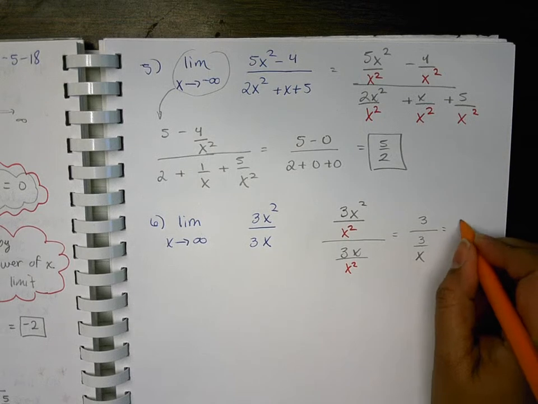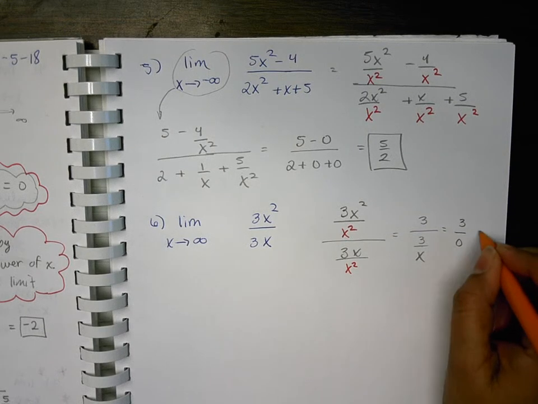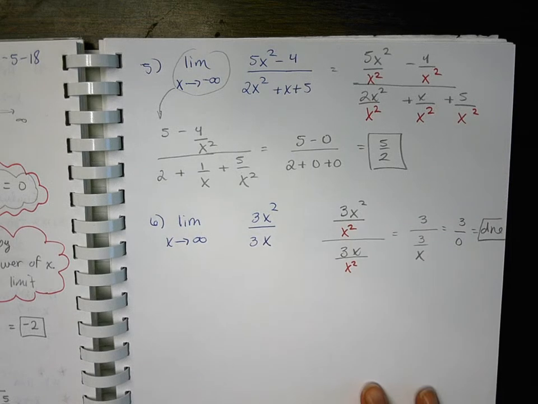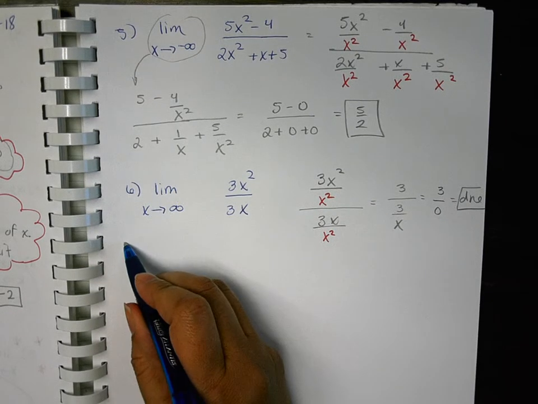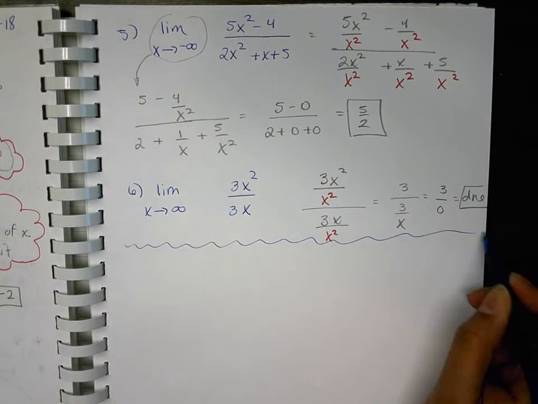All right, what did you guys get? D and E. Why? Because you end up with 3 over 0. What does D and E stand for? Does not exist. If you put undefined, D and E, or 0 with a line through it, I would accept any one of those. All right, any questions so far?